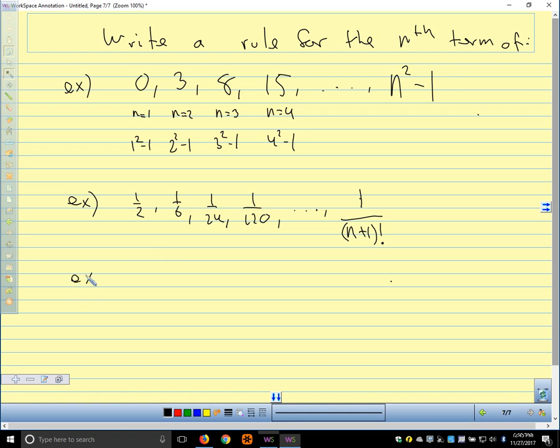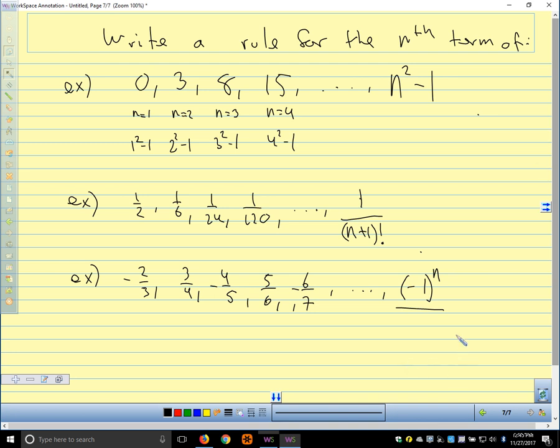How about negative 2/3, positive 3/4, negative 4/5, 5/6, negative 6/7. So because we have these alternating signs, what do we know for sure that we have to have? We have to have a negative 1 to the n, right? Exponent, we have a negative, we have to get our signs to alternate.